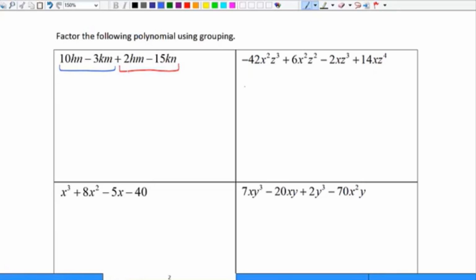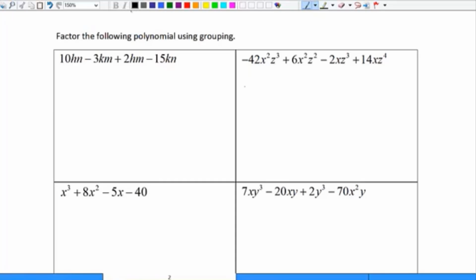Now let's look at the red group, 2HM and 15KN. Nothing can be factored out there either. So this is one of those examples where I just take the first 2 and make them a group, and the second 2 and make them a group, and it didn't really work. I can't take a GCF out of either group. So what I want you to do is rearrange this into a group that does work.